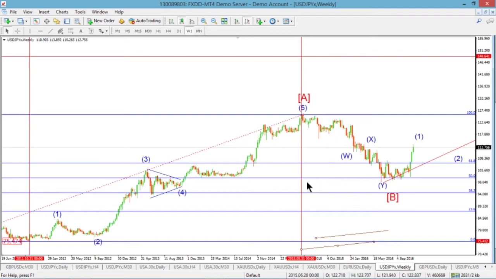Now this can be used for wave 2 as well, because wave 2 is usually a deeper correction than wave 4. And we'll get in here to this wave 1-2 relationship in a minute. But wave 2 and wave B will usually retrace at least 50% of the previous move.